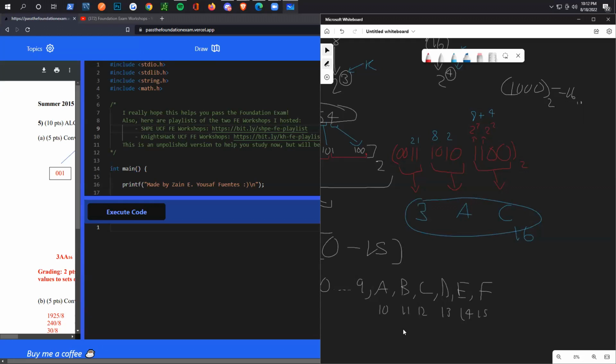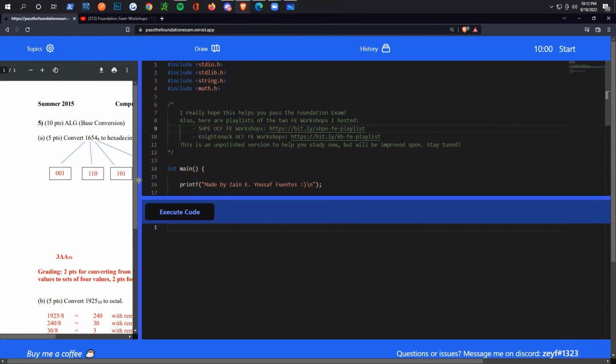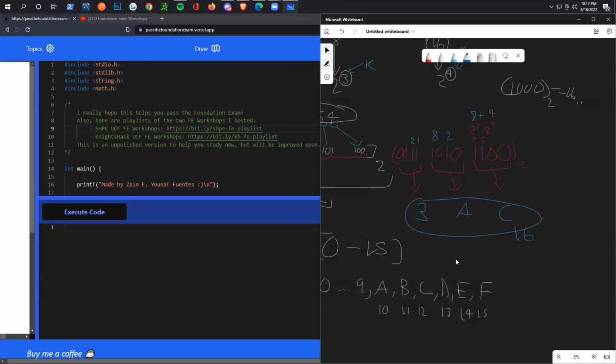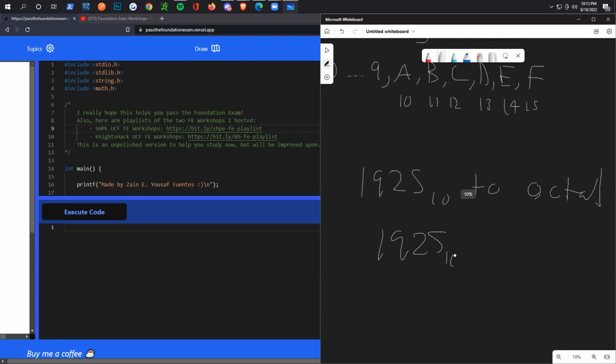Okay, and as for the other question, I'm going to see if you can just do 1925 base 10 to octal. So let's still do it, even though I kind of peeked at it: 1925 in base 10 to octal. Okay, so octal is base 8. So really we're just converting 1925 base 10 to something in base 8.